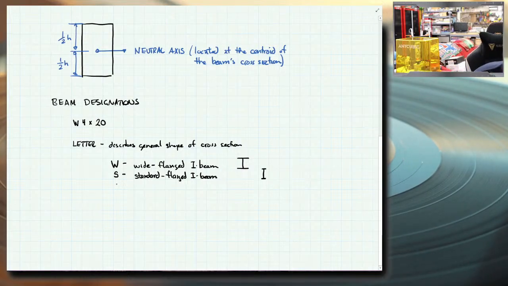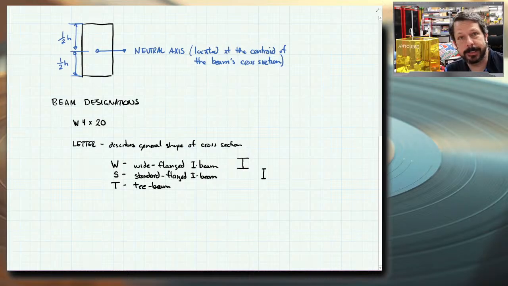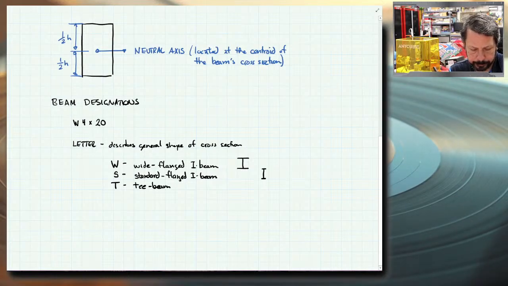We have T. This is a T-beam. It really does look like a capital letter T. So it's got one flange on the top and a stem coming down. We have a C. These are channel beams.